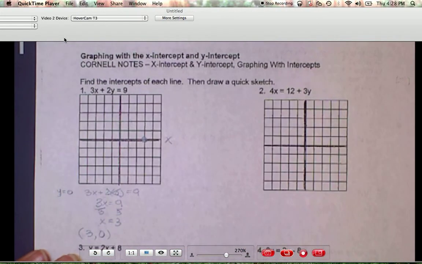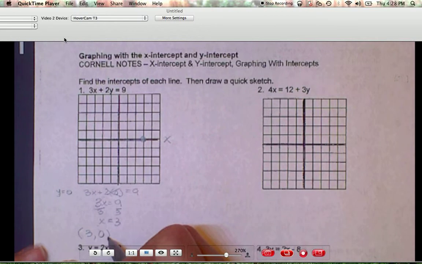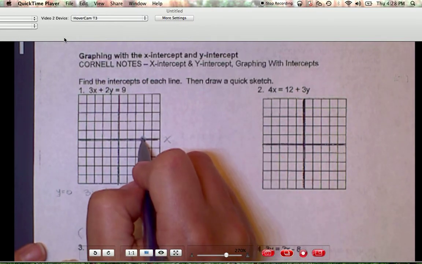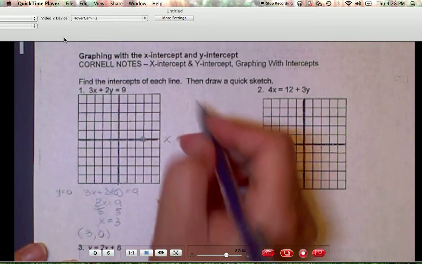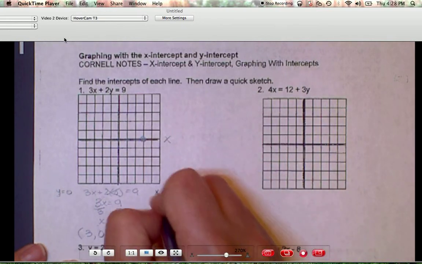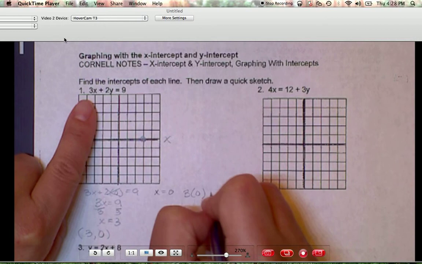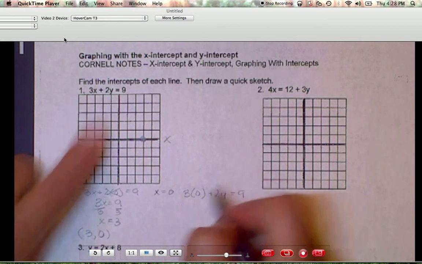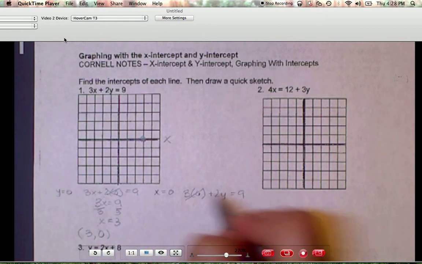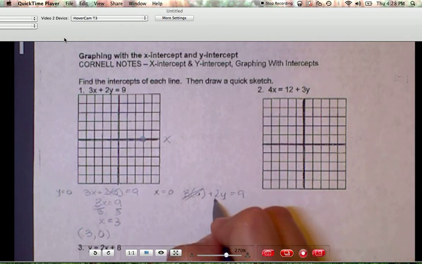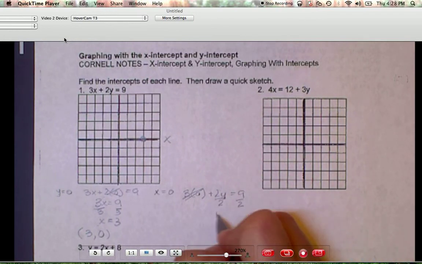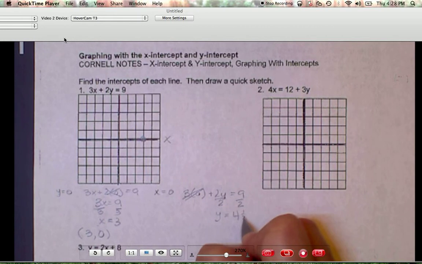Now let me finish showing you the long way, and then I'll come back and show you the short way. So I plugged in y equals 0, and I got this point 3, 0. That's going to be our x-intercept. Now to find the y-intercept, we plug in x equals 0. So start again from the beginning. 3 times 0 plus 2y equals 9. 3 times 0 will be 0, so that whole thing will drop out. Divide both sides by 2, and we get y equals 4.5.